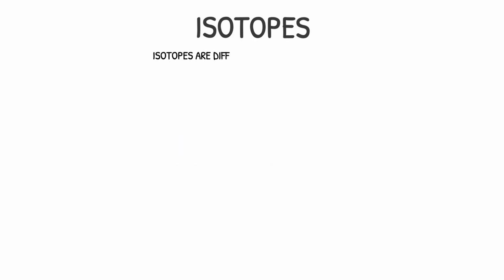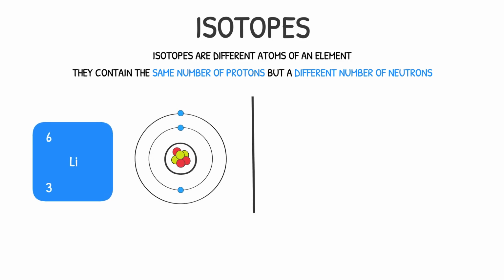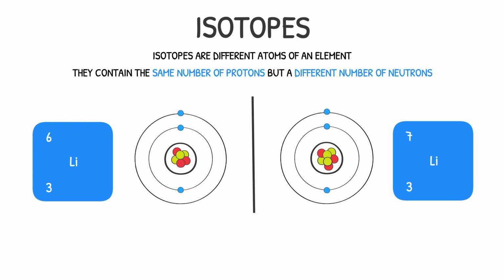Isotopes are different atoms of the same element. They contain an equal number of protons, but a different number of neutrons. For example, lithium can exist as lithium-6 and lithium-7. We know that the atomic number of an element is unique to each element, so this explains why both of these lithium isotopes have the same atomic number. However, each isotope has a different mass number. Because of this, we refer to isotopes using their mass numbers.